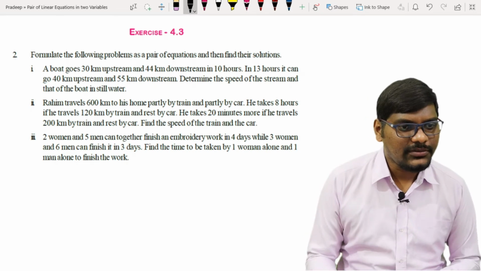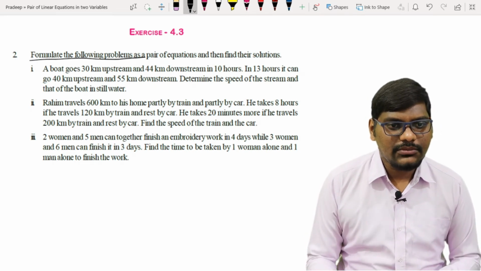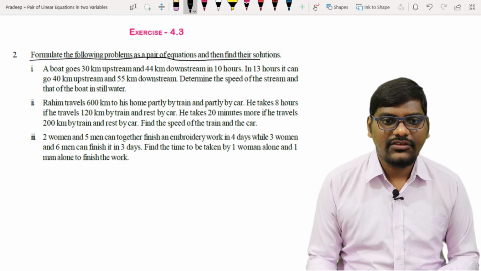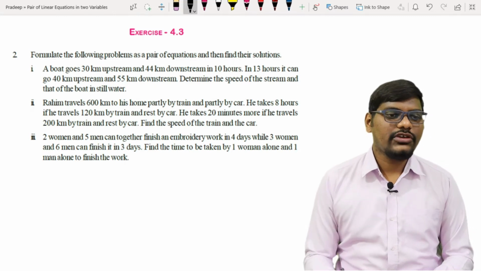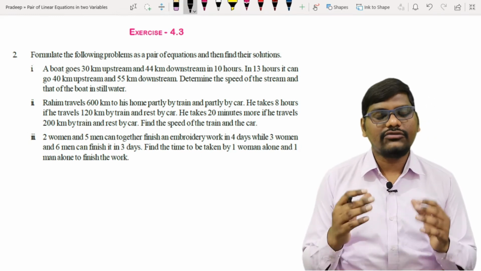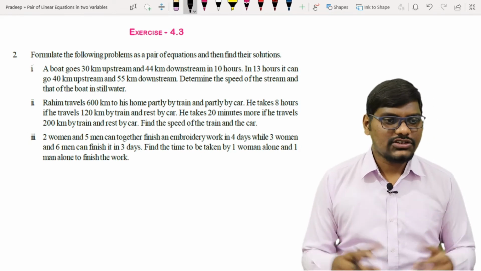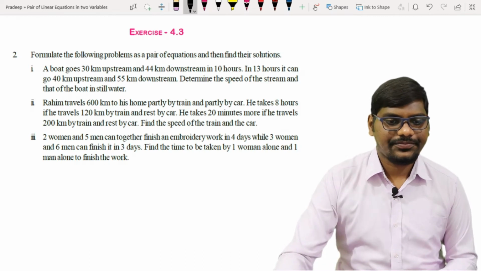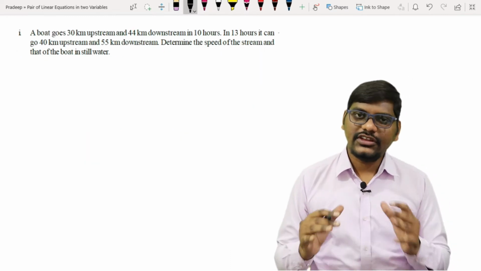So we'll read the question. Formulate the following problems as a pair of equations and then find their solutions. You can observe here in the second question there are three sub questions. We are going to solve all of these three questions very clearly. So let's go for the very first question.